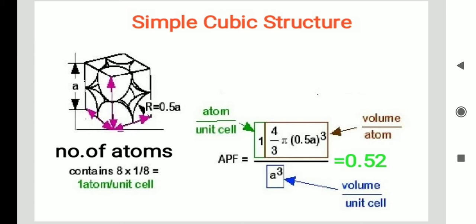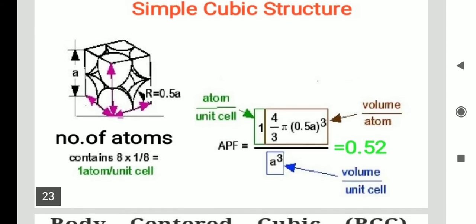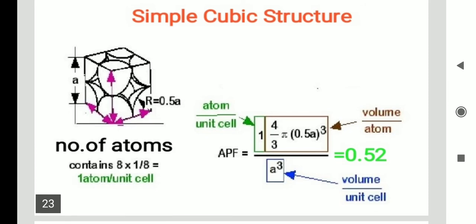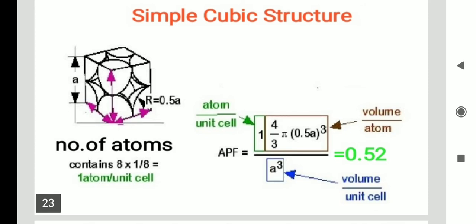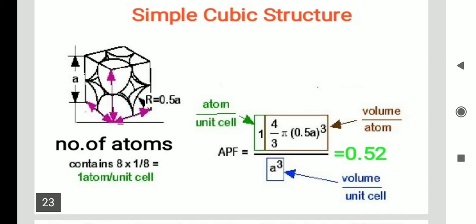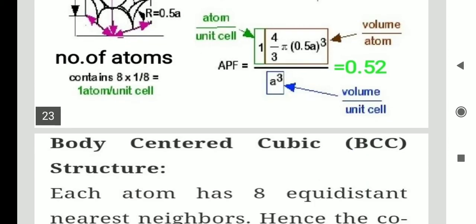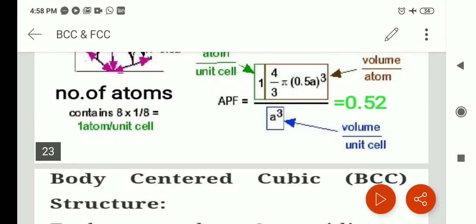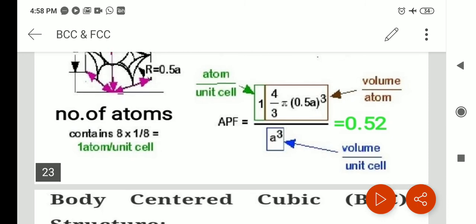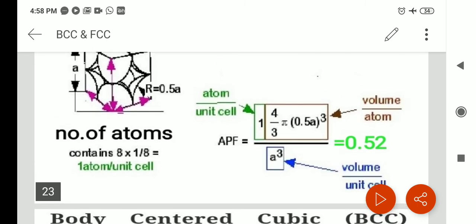Then what is the APF formula? Number of atoms and volume of the unit cell. The number of atoms in a unit cell along with the volume, that is what we simplified here. After simplification you put in the values, then you will get A power 3, and A power 3 will be cancelled out. Finally you will get 4 by 3 into pi, you simplify, then the answer is 0.52. Which element will show this characteristic? The element polonium will show this characteristic.